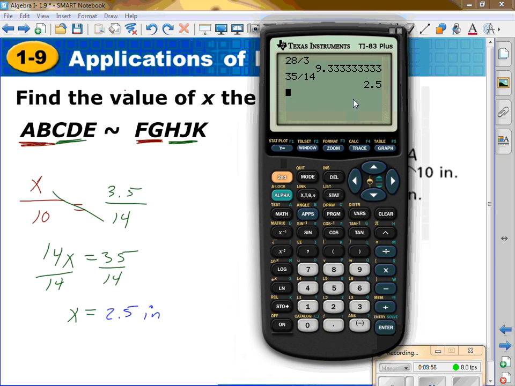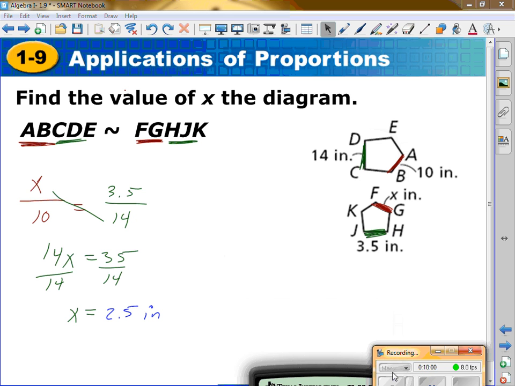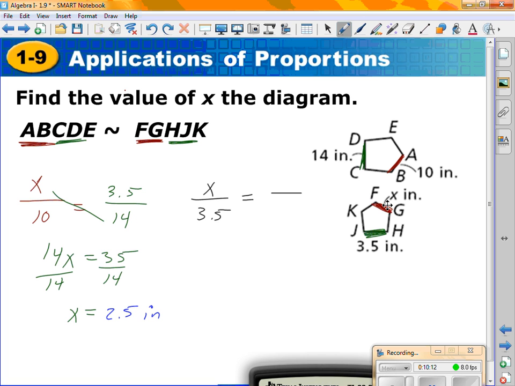What she just said was, she put x over 3.5. So she put this side over this side. Now when you do the other side of proportion, what side matches with the x? The 10, and then it's 14. Regardless, when you cross multiply, you still get the same setup. There's different ways to set it up as long as you're matching them properly.